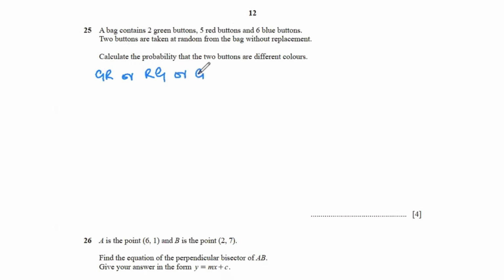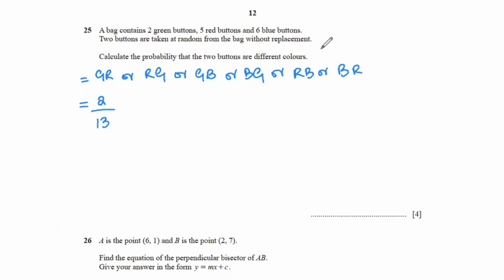Then it can be green and blue, or blue and green. Then red or blue, or blue or red. And these are all the combinations for him getting a different color when he takes 2 buttons. So for green, the probability is 2 over, total buttons are 13, so 2 over 13.